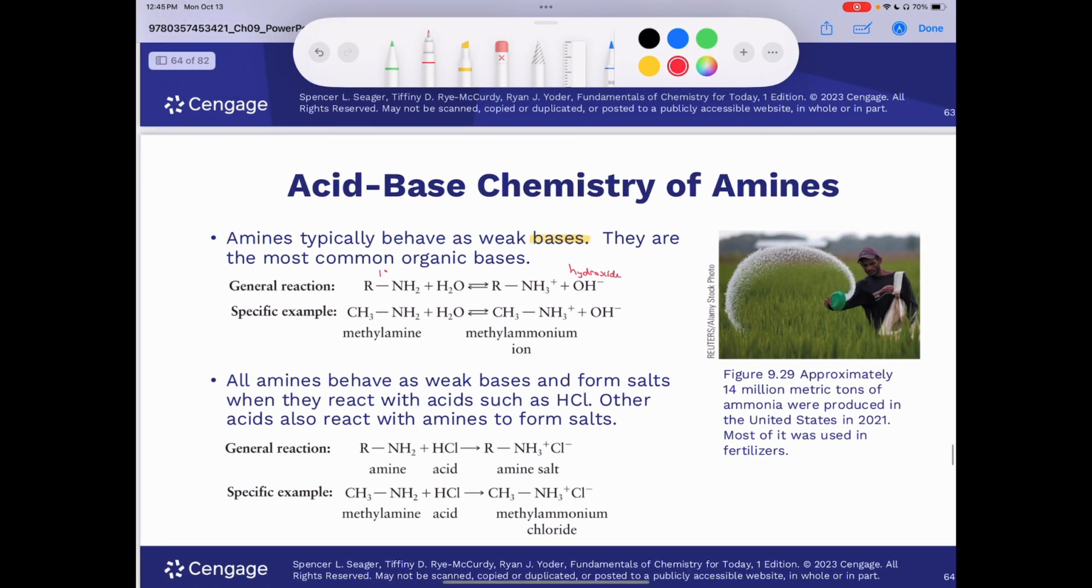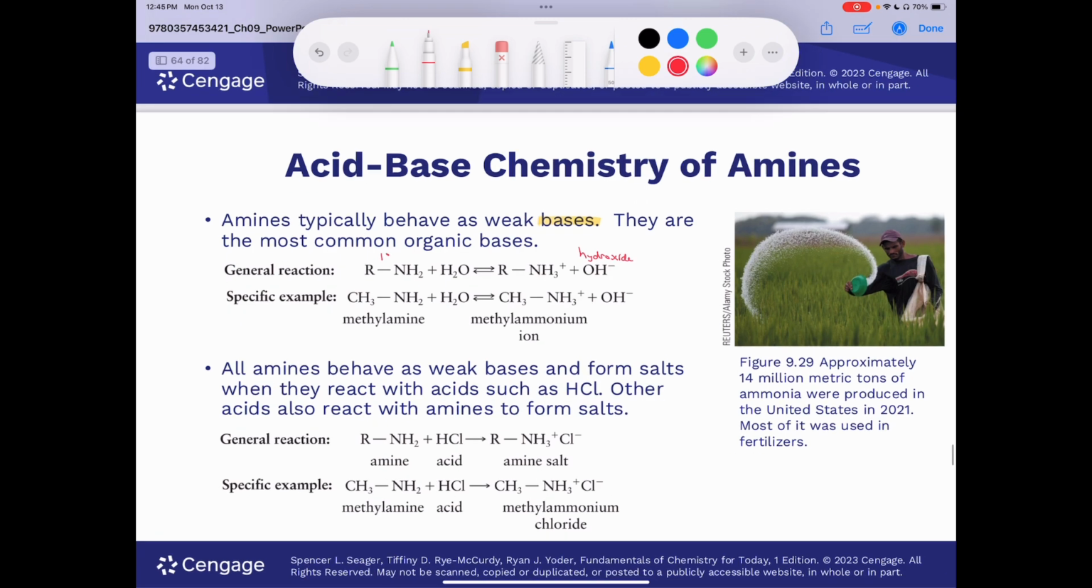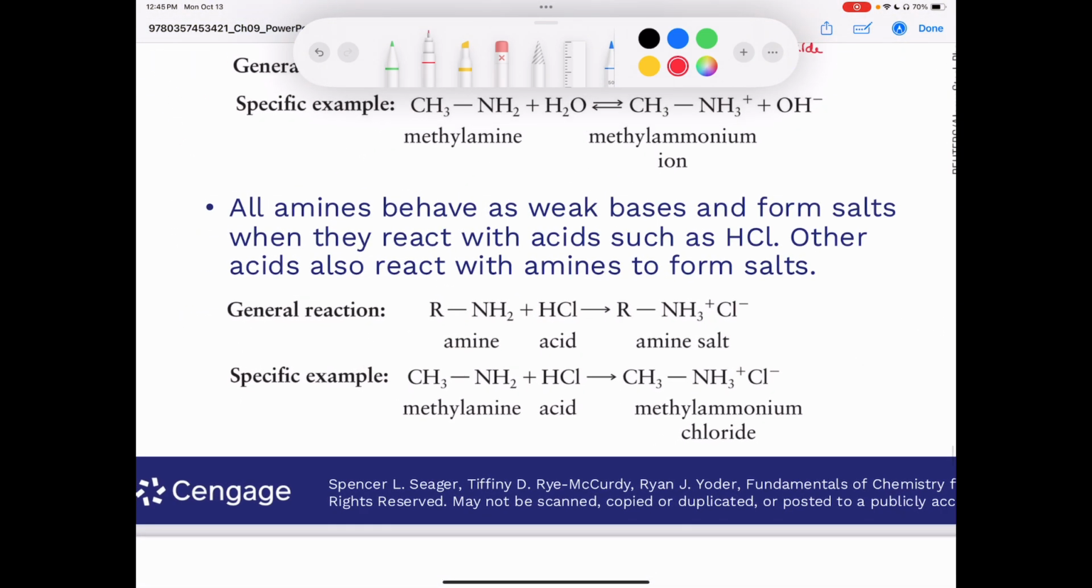Now, that is an amine behaving as a base with water. But what if we were to react an amine with a strong acid like hydrochloric acid? Well, in that case, you actually end up with a salt. It's not table salt, it's an amine salt where we have a positive charge on our nitrogen and a negative charge on our chlorine. They've given you a specific example here: methylamine plus HCl gives you methylammonium chloride. So the nitrogen took this hydrogen, so now instead of being NH2, it's now NH3, and the chloride, Cl minus ion, is left over by itself.